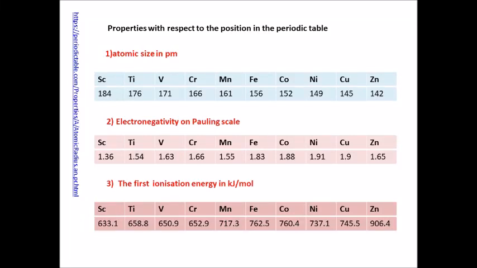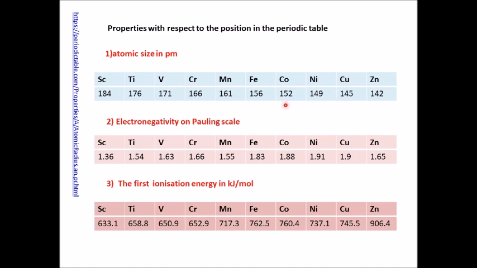Now we come to the properties with respect to the position in the periodic table of the different periods. First one we will study is atomic size in picometers. You can see here that scandium, titanium, vanadium, chromium, as we are going from left to right with increase in atomic number, there is a decrease in the atomic size.